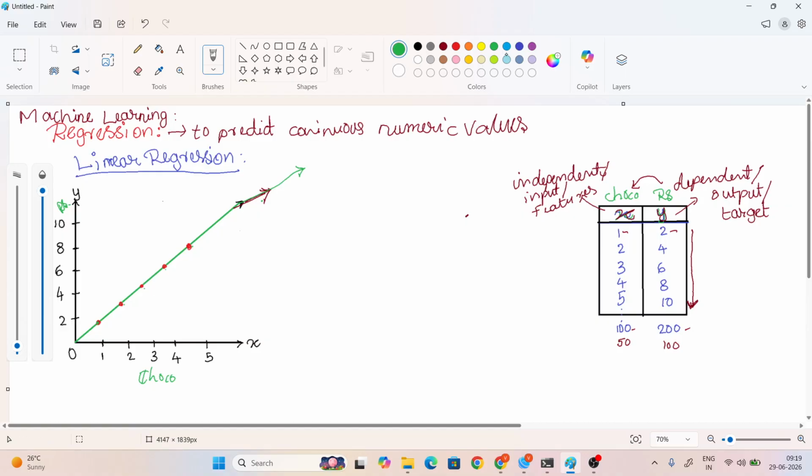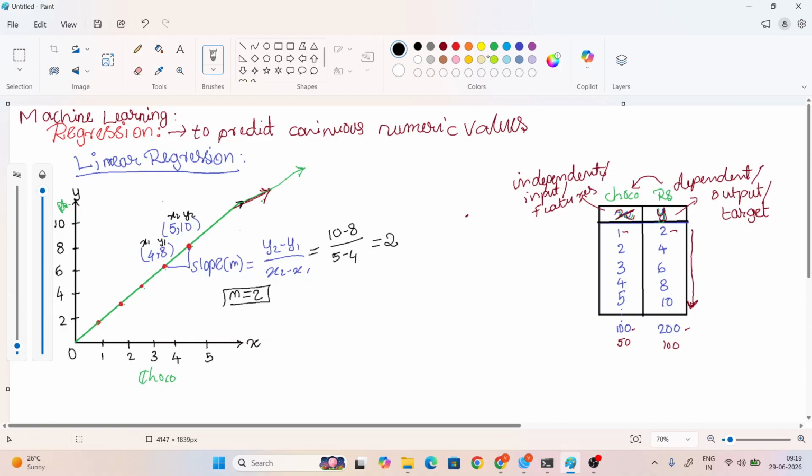Okay, so another one is, you just take any 2 points and find out the slope m. The formula is y2 minus y1 divided by x2 minus x1. So just note it down. Take 5, 10, and 4 comma 8. Which one is x1, which one is x2? So this is x1 y1, x2 y2. Just apply the formula, guys. 10 minus 8 divided by 5 minus 4. So what's the answer? 2 by 1, 2. So what is the slope value? Slope value is 2.